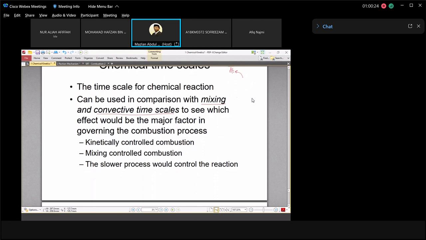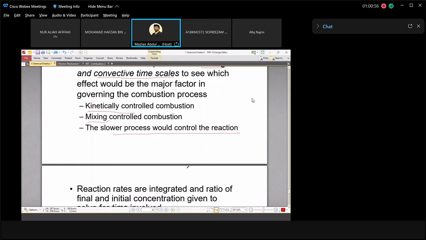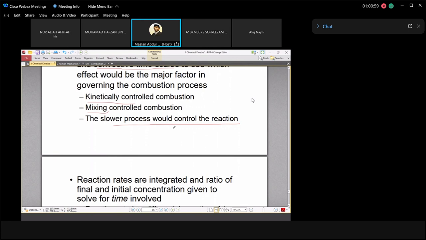Kinetically controlled combustion, mixing controlled combustion. If mixing is done faster, mixing does not control the combustion process. It will be controlled by kinetics, which is the chemical process of the combustion. So the slower process will control the reaction. Which one, kinetic or mixing? The slower is the one that controls.